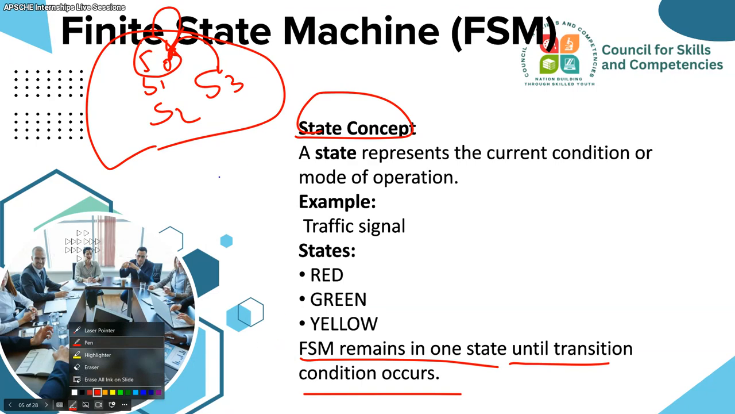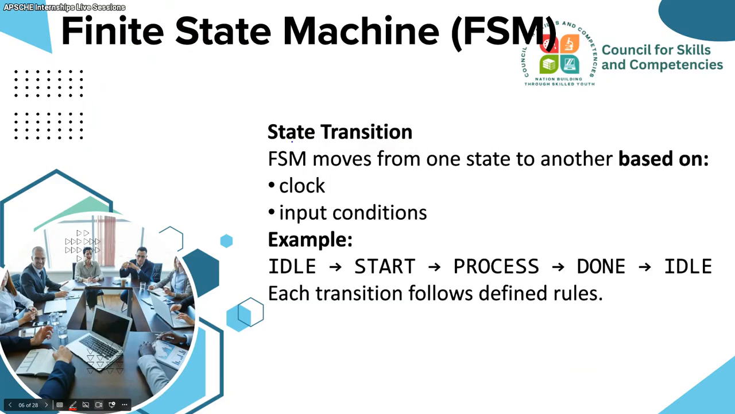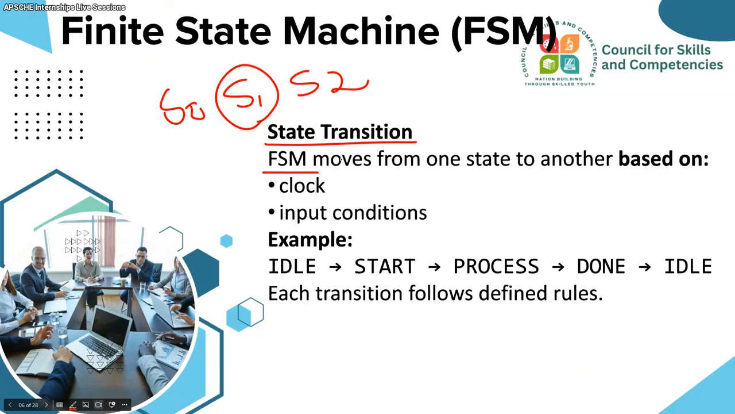After 3 to 4 slides, when we do an example, you will get a better idea. Now the state transition. So now we have state 0, state 1 and state 2. Suppose the FSM is in state 1. Whether it wants to go to another state depends on the clock and the input condition. So what the input is and when the clock appears, it depends on this. That is the state transition.